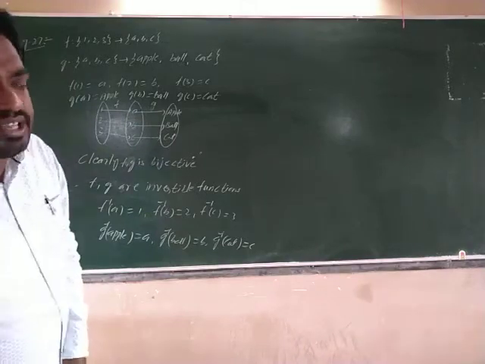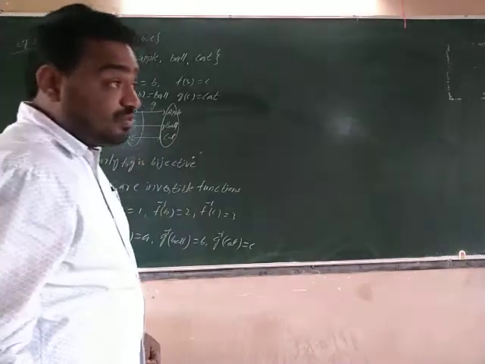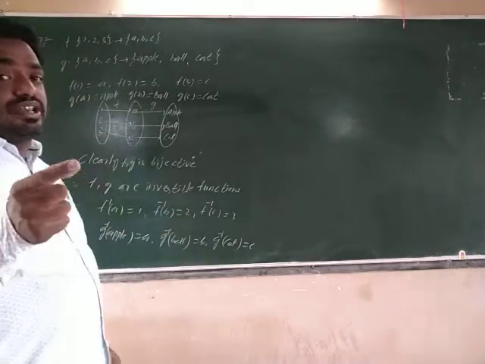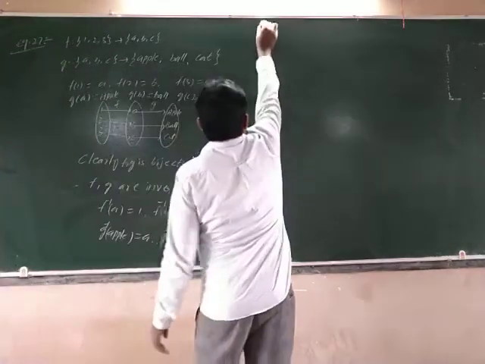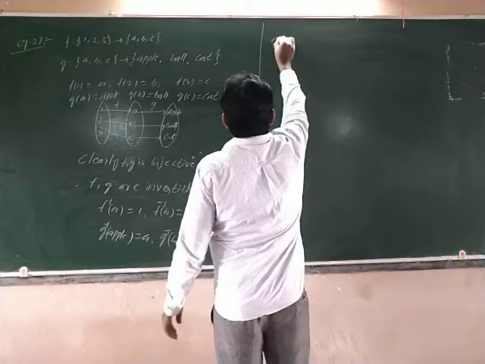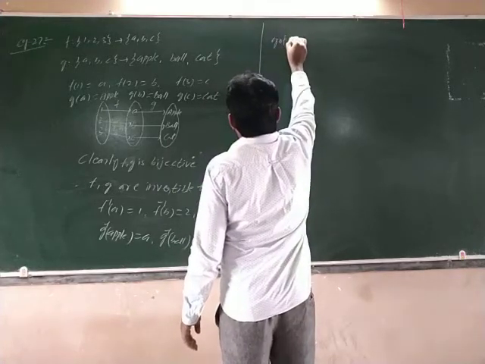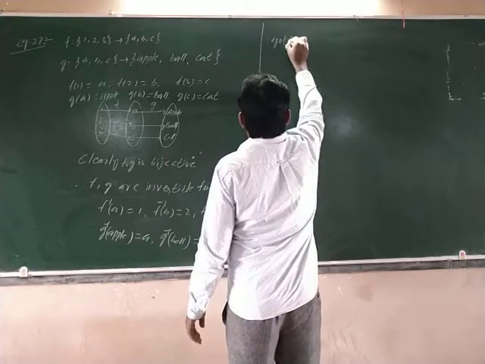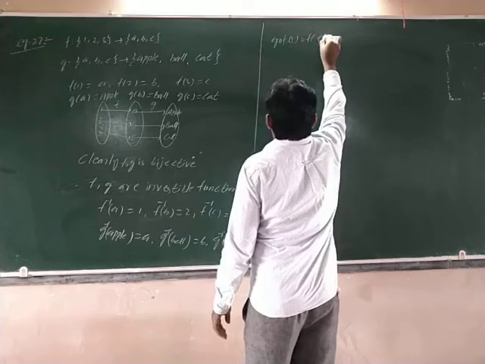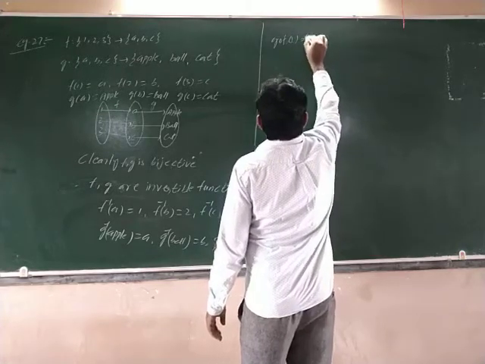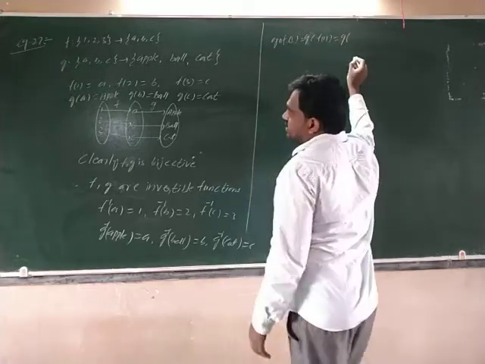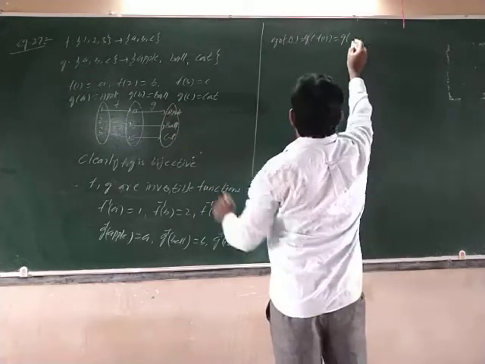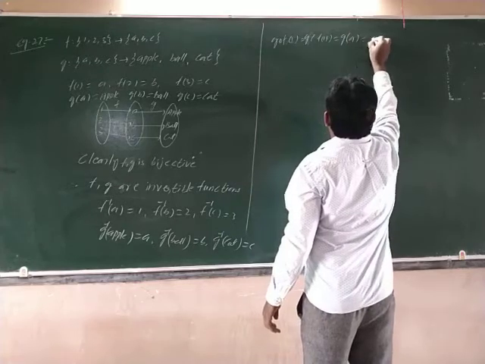Next, they are asking to show that f, g and g circle f are invertible. First, we have to prove g circle f also. (g circle f)(1) is g of f of 1. f of 1 is equal to a. g of a is equal to apple.